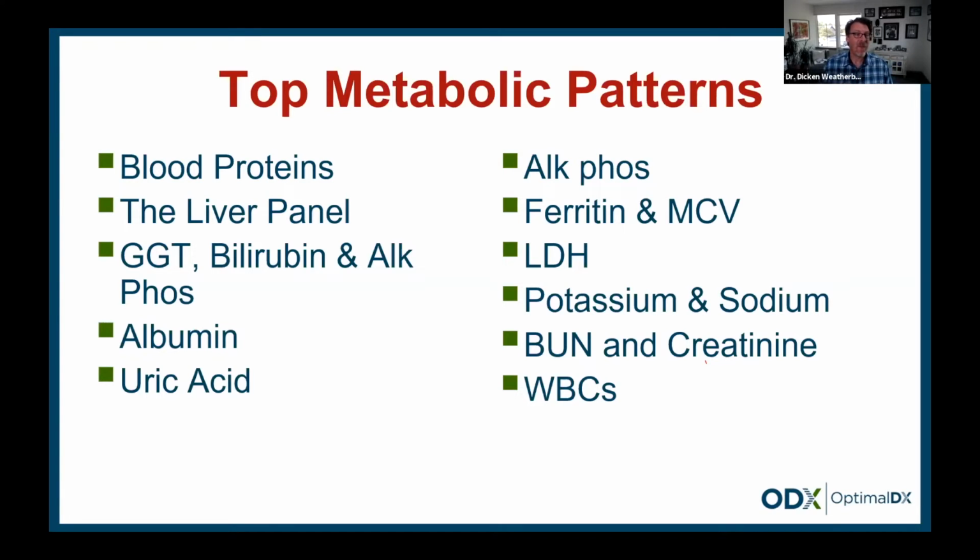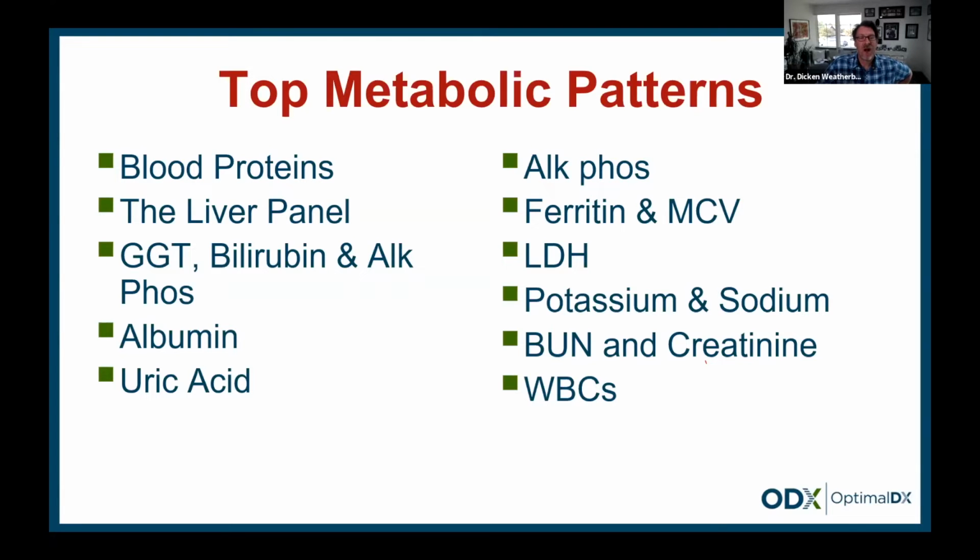I want to look at the liver panel, so AST, ALT, and GGT. I'm going to show you a little trick to get more information out of that liver panel. Then we're going to move into the gallbladder, looking at GGT, bilirubin, and alkaline phosphatase. Then we're going to be looking at albumin, looking at liver dysfunction and oxidative stress, looking at uric acid as a marker for poor detoxification, looking at alkaline phosphatase as a marker for zinc deficiency, looking at ferritin and MCV.